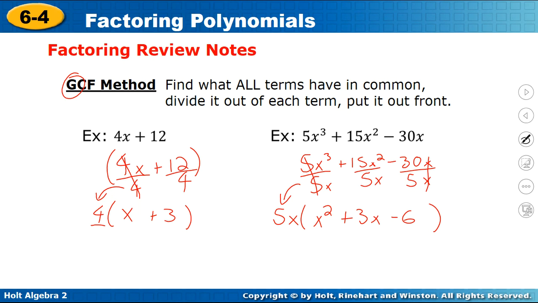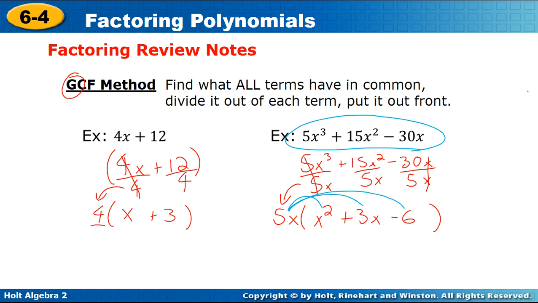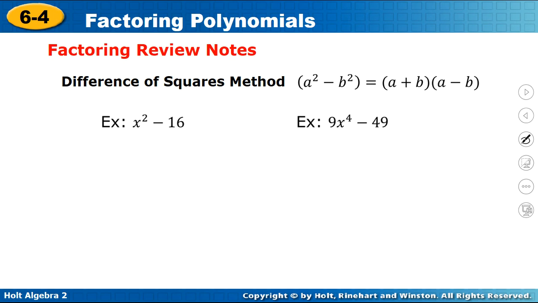Again, to check if you're right, you can always try distributing 5x times x to the second, 5x times 3x, and 5x times negative 6. And it should be the same thing that we got in the beginning. This should be the same result from the start, because factoring and distributing are essentially opposites. They're undoing each other. All right, let's move on to the difference of squares method.